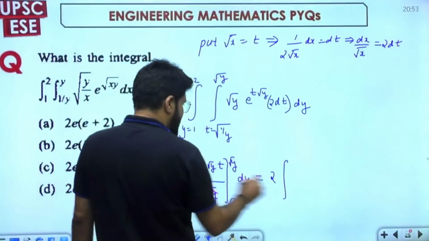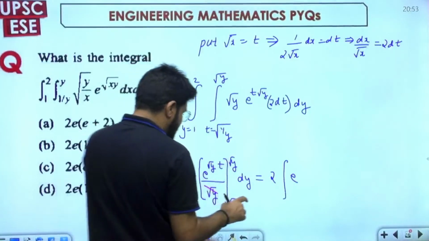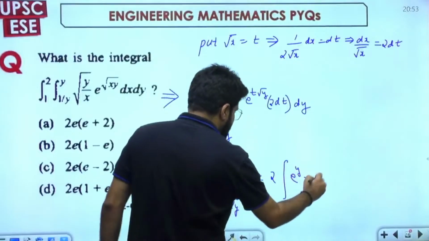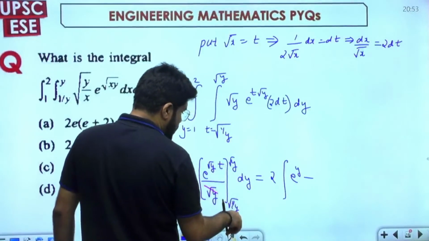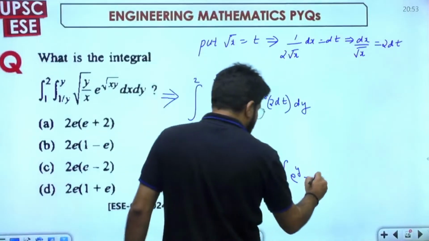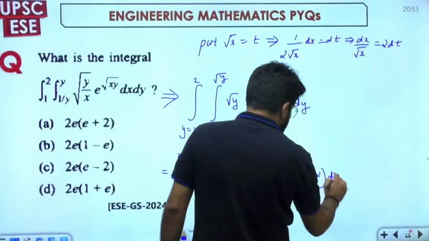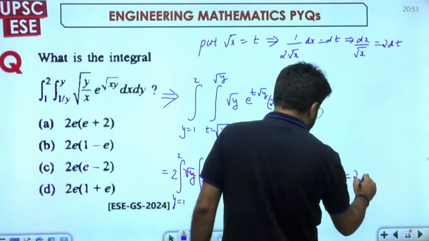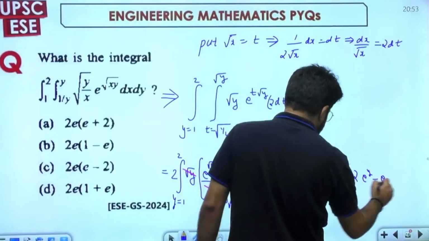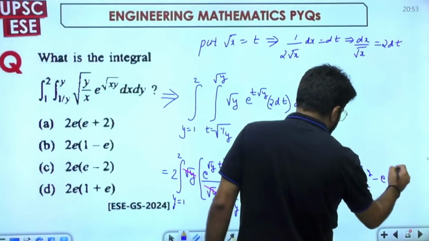Now see, upper limit t equal to root y. So root y into root y becomes e power y. Now the lower limit, root y into 1 upon root y, so root y cancels, e power 1 will be left. So e power y minus e power 1. This is the integral to be solved. So this is equal to 2, the integral of e power y is e power y, and minus e power 1 constant, dy integral is y, limit of y 1 to 2.